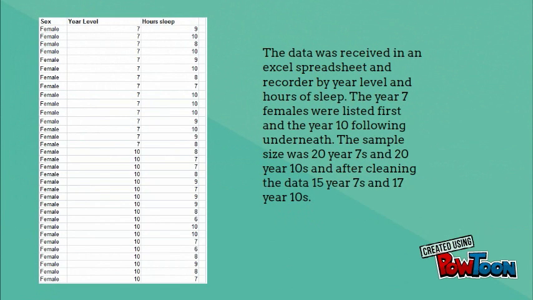The data was received in an Excel spreadsheet and recorded by year level and hours of sleep. The Year 7 females were listed first and the Year 10s were following underneath. The sample size was 20 Year 7s and 20 Year 10s, but after cleaning the data, 15 Year 7s and 17 Year 10 females were left.